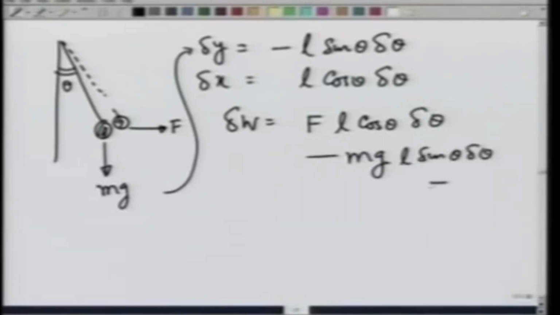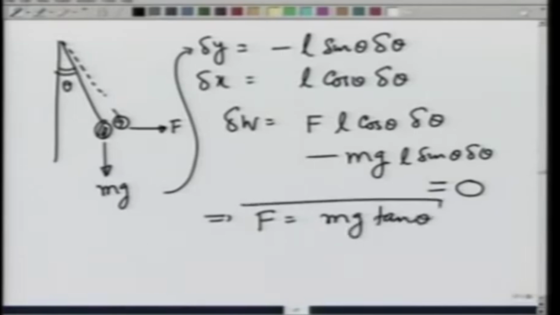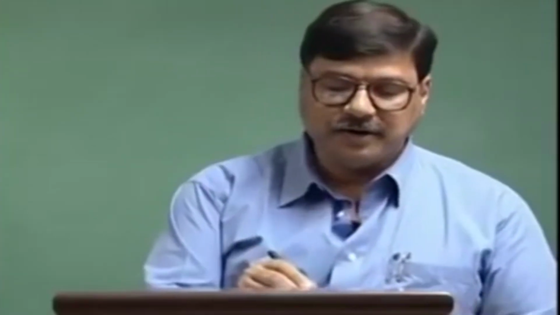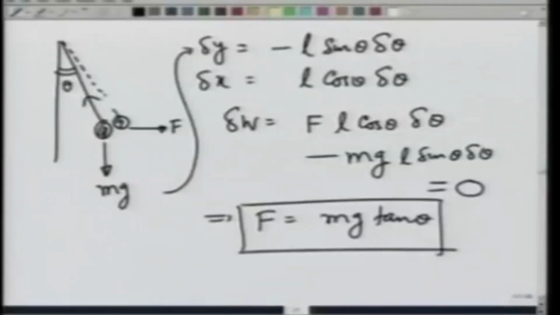So, delta W is going to be F L cosine theta delta theta minus mg L sin theta delta theta, and by the principle of virtual work this should be 0, and that gives me F equals mg tangent theta straight away. You see, I did not have to calculate the tension, whereby I would have written T cosine theta is equal to mg and T sin theta is equal to F, and therefore F equals mg tangent of theta.